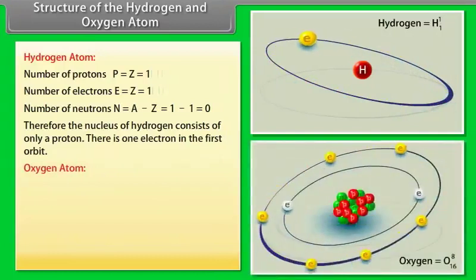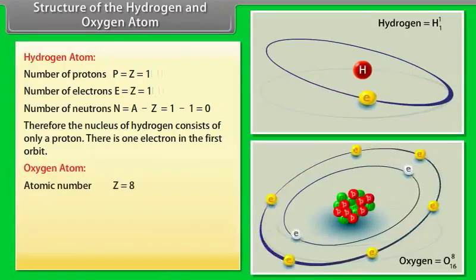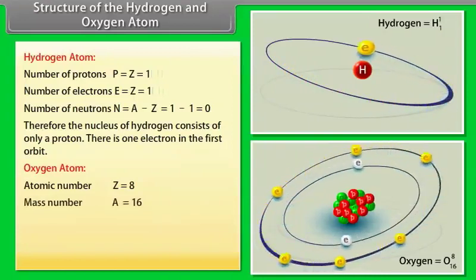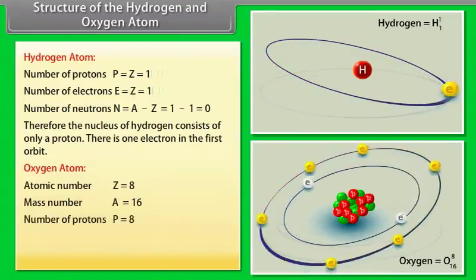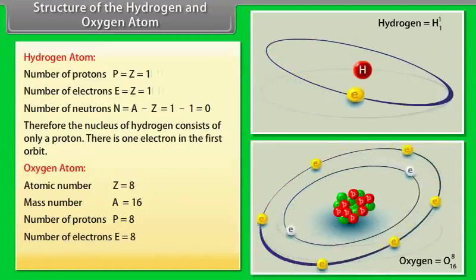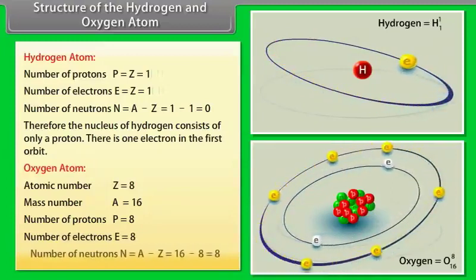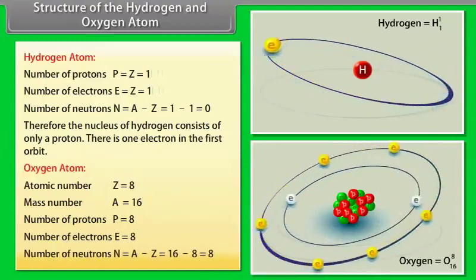Oxygen atom. Atomic number, Z, is equal to 8. Mass number, A, is equal to 16. Number of protons, P, is equal to 8. Number of electrons, E, is equal to 8. Number of neutrons, N, is equal to A minus Z, which equals 16 minus 8, which is equal to 8.